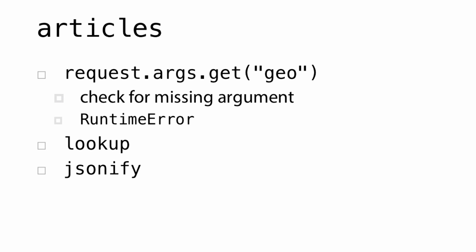In order to retrieve the geo argument from the HTML form, we'll use request.args.get("geo"). Make sure to check for a missing argument, triggering a runtime error if necessary. Then, if you haven't already, make sure to look at the lookup implementation, because this function will come in handy, as will the jsonify function, because ultimately we want to return a JSON object of whatever we've looked up.